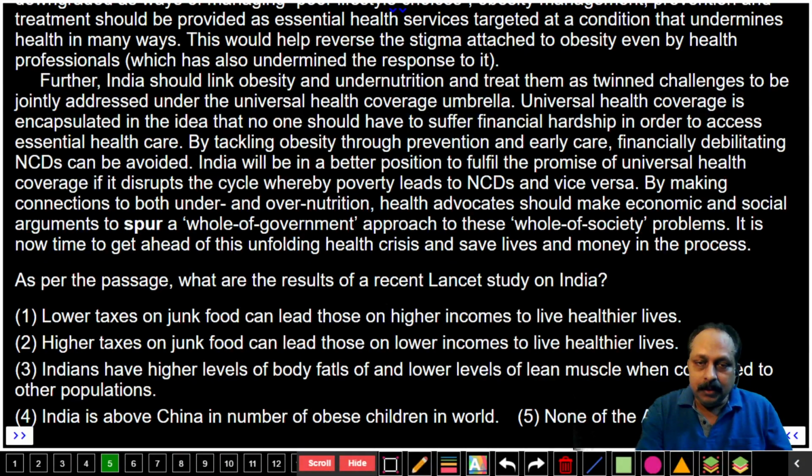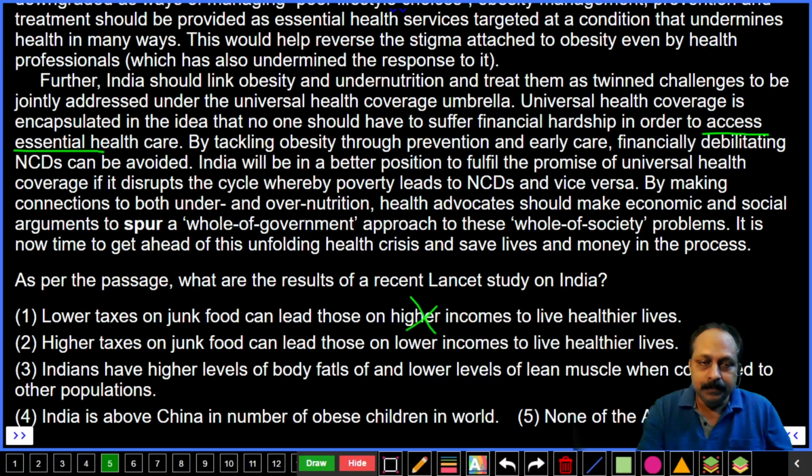As per the passage, what are the results of a recent Lancet study on India? Lower taxes on junk food can lead those on higher incomes to live. No. Higher taxes on junk food can lead those on lower incomes to live healthier lives. Clearly mentioned in the passage. Indians have higher levels of body fats and lower levels of lean muscle when compared to other populations. India is above China in number of obese children. No. Here, answer is the second option. Higher taxes on junk food can lead those on lower incomes to live healthier lives. Clearly mentioned.